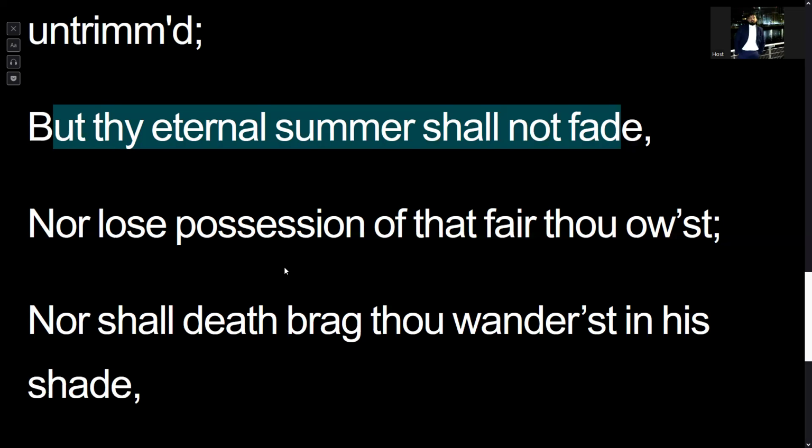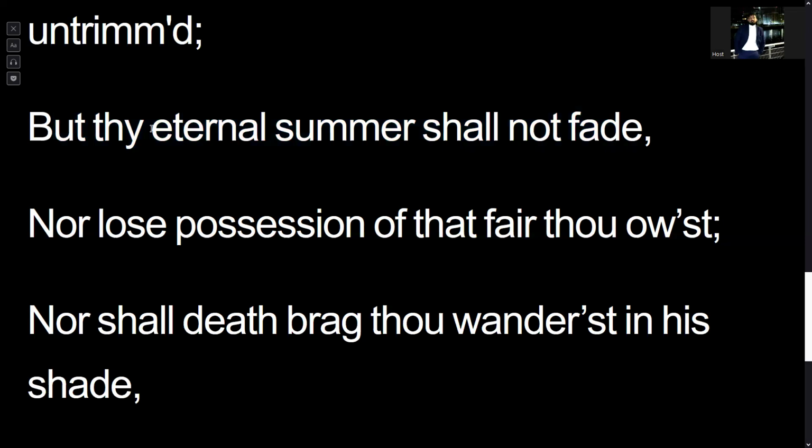Wow, that's like a big thing. It's like a big statement. It's like, no, you're going to live forever, and your beauty also is going to live forever. Now, obviously, the person's thinking, well, how? That's not possible, right? How? But Shakespeare's not going to stop here.